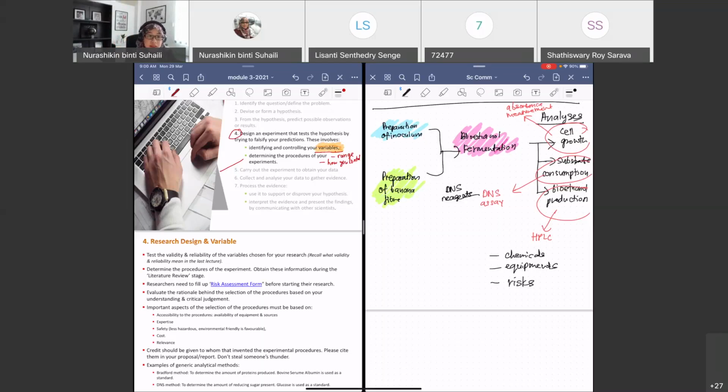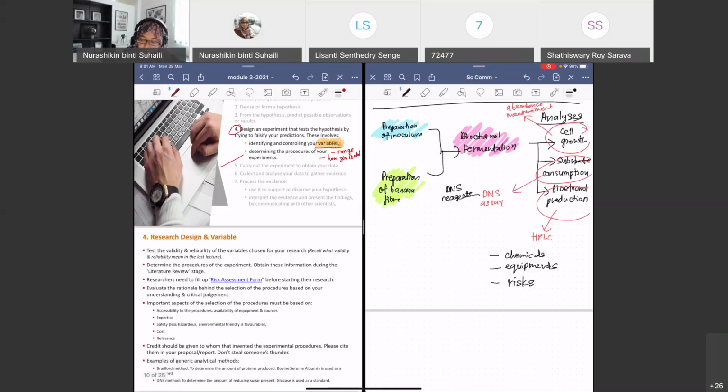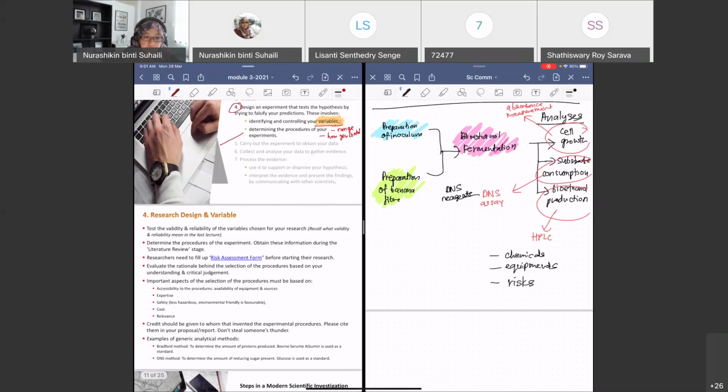Because in the lab, if you don't plan or identify your work properly, there are going to be potential risks in the lab. So apart from identifying the chemicals and equipment, you also have to identify the risks.